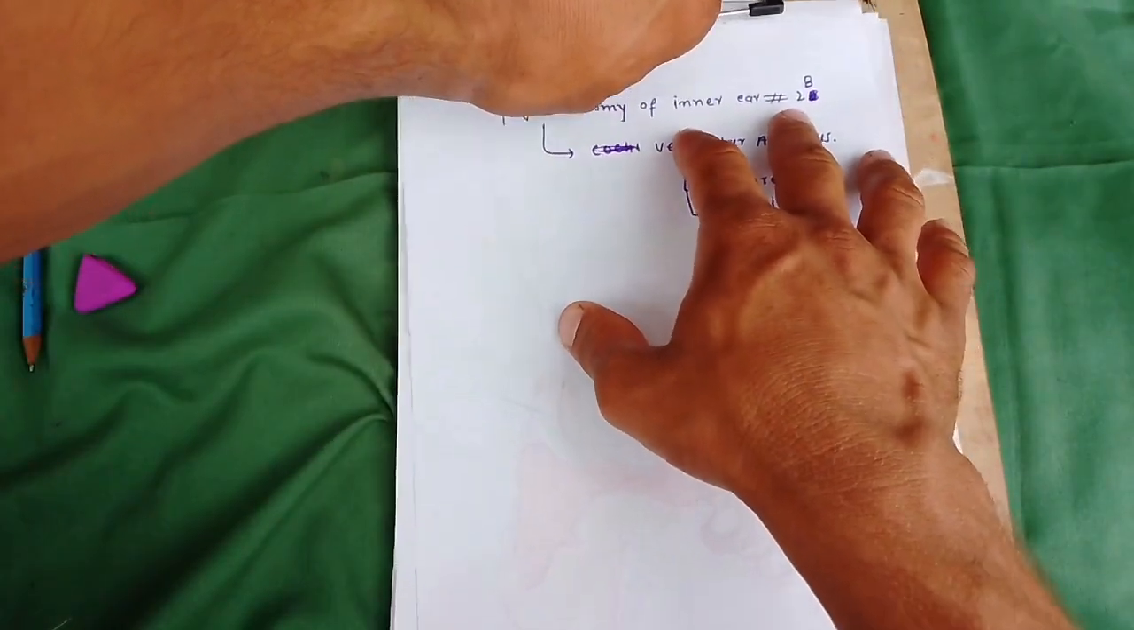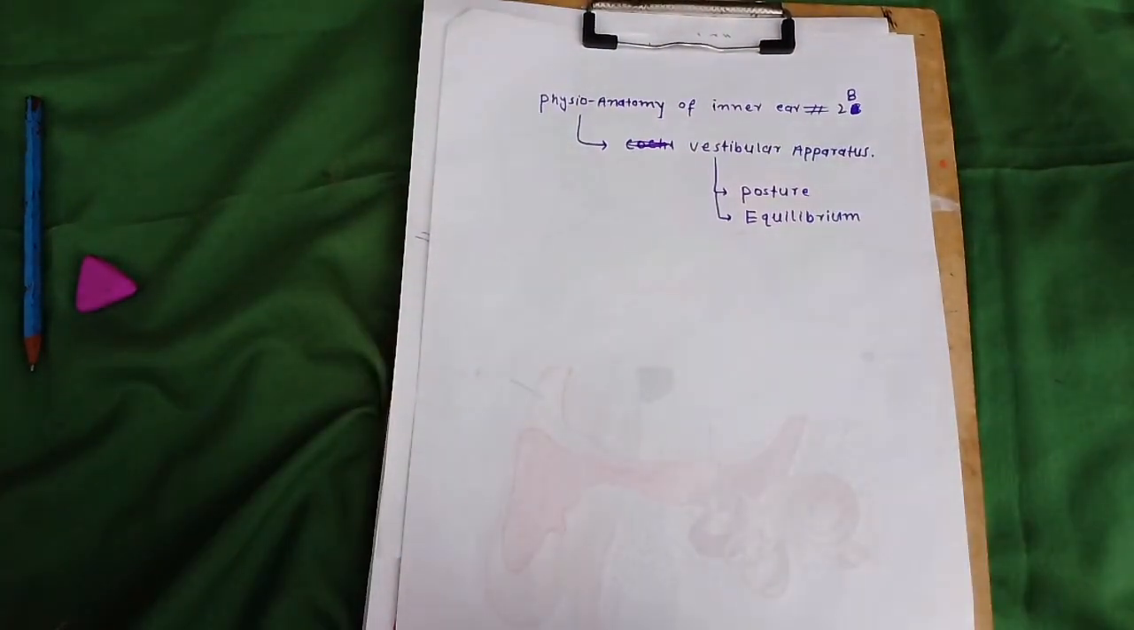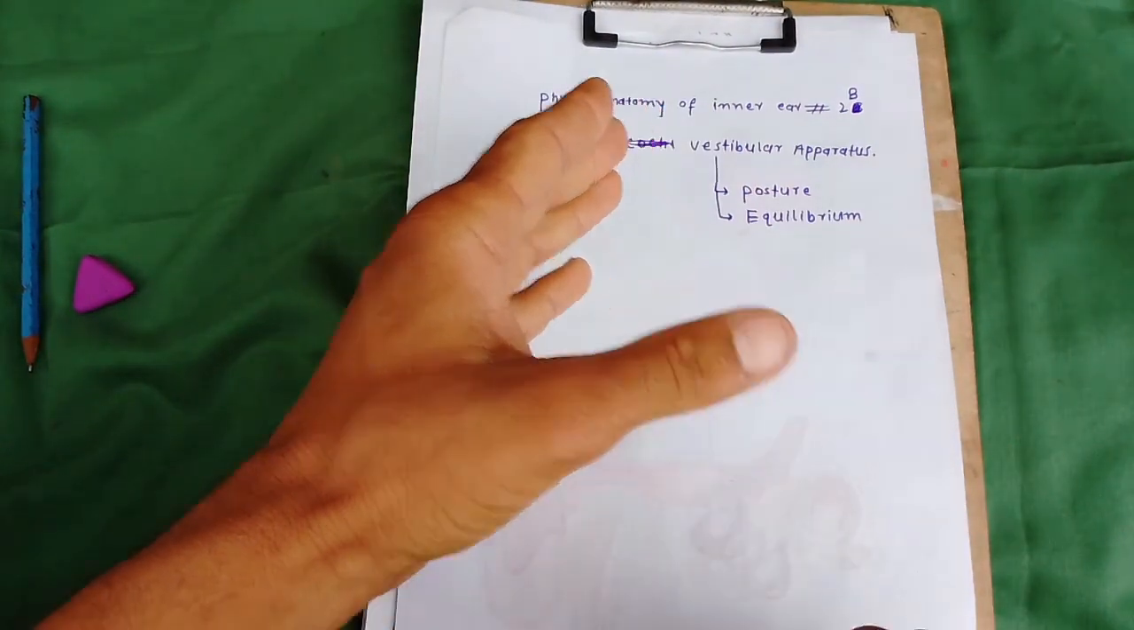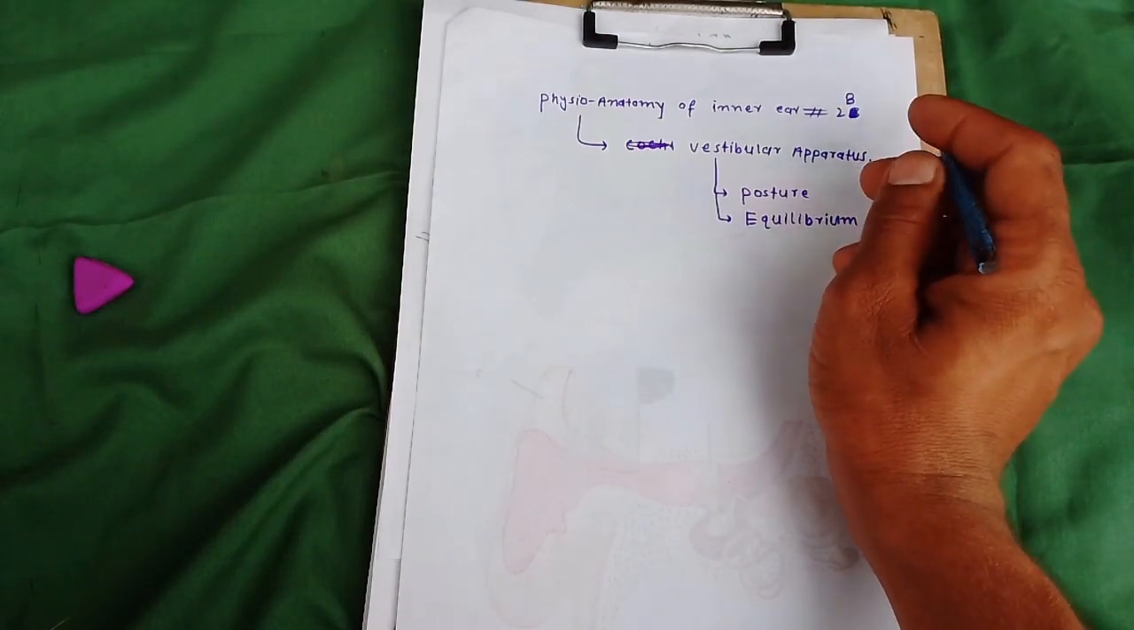Bismillahirrahmanirrahim. Today we are going to talk about the physical anatomy of the inner ear. This is lecture number 2A, 2B, and lecture number 1.